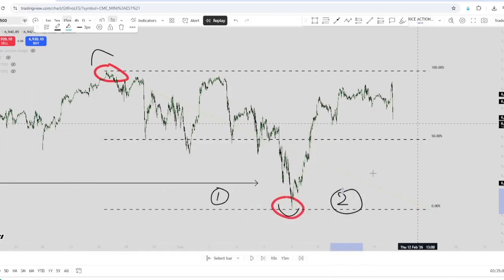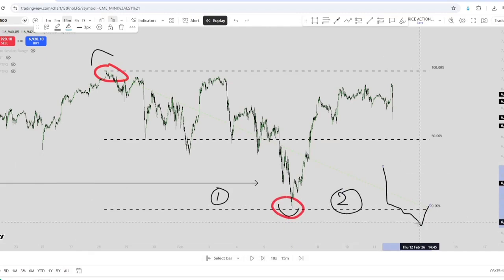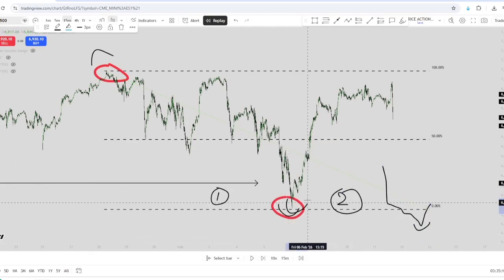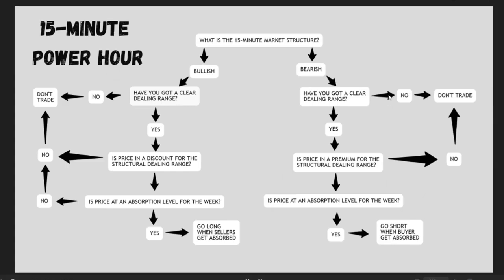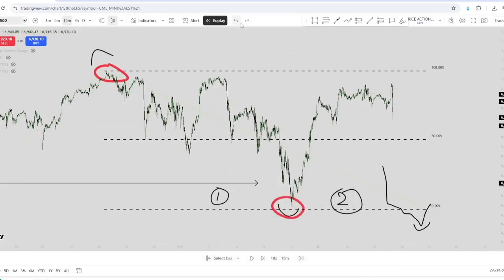Tick. Now, if we didn't have a clear dealing range, let's say if price was just melting, and we didn't have this sharp pullback like we do here, then this would not be classed as a dealing range, and in that case, we wait. If you don't have a clear dealing range, you don't trade. But for this particular scenario, we had a clear dealing range, so this was number 2.